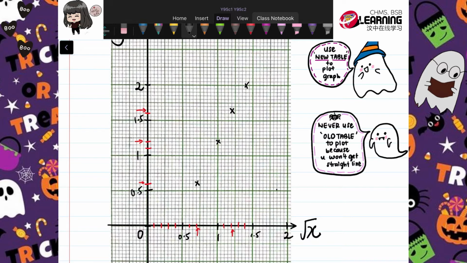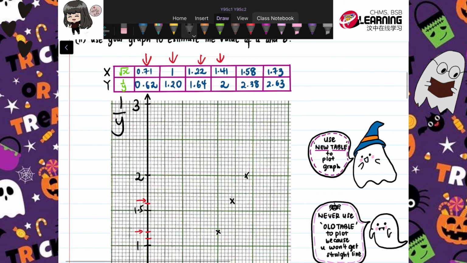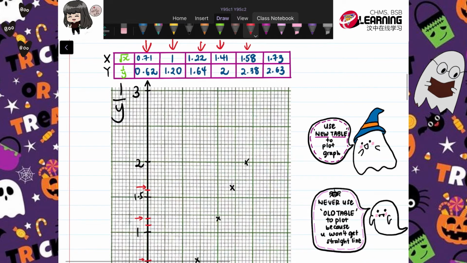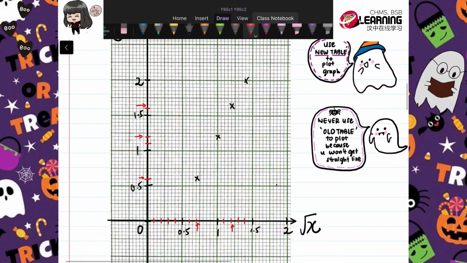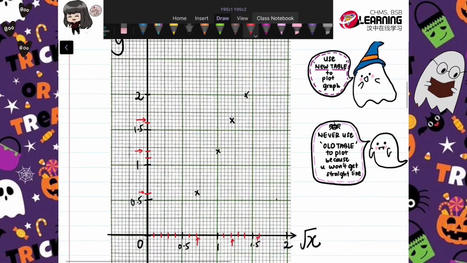And then the fifth one is 1.58 and 2.38. 1.6 is here, so 1.58 is somewhere here. And then 2.3, 2.1, 2.2, 2.3, 2.4, so 2.38 is there. When you plot, you must look carefully. You know I'm going to check your work, right? I'm going to check all of your graphs. Please do it properly, okay?